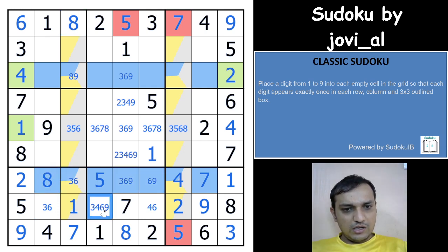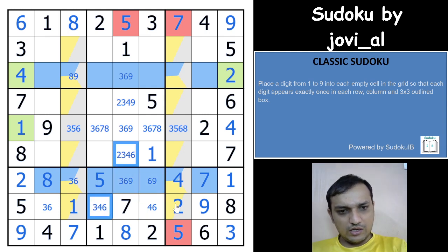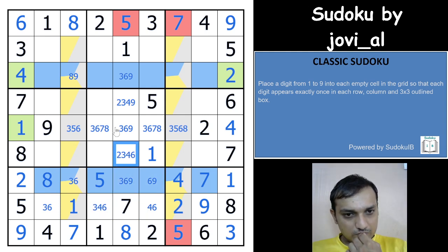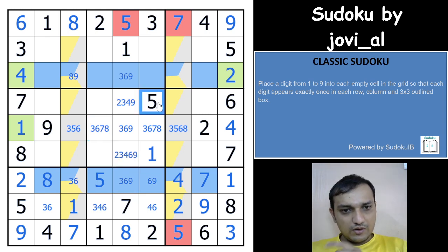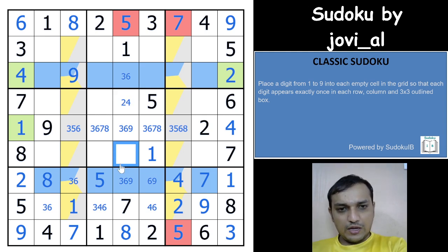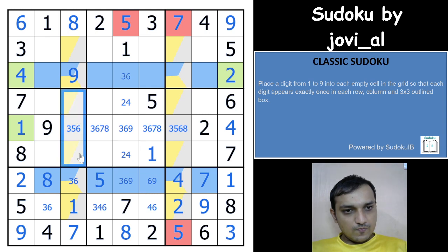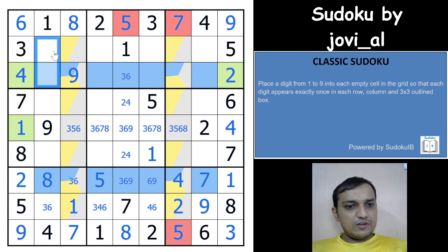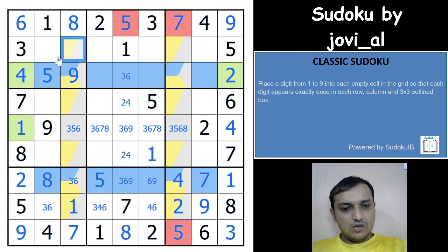3 6 and 9. 9 is in one of these two cells, so this cell is not a 9 now. You can still have a 9 here. Oh, this 8 would give you a 9 here. Eliminates 9 from this cell. 3 6 and 9. So 2 4 pair here. Two 5 and 7 in these cells. So this is 5 2 and 7.